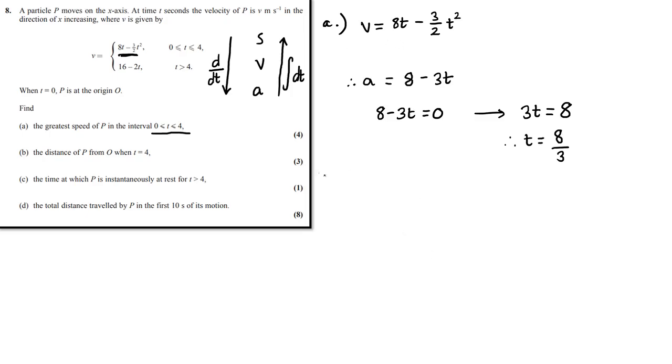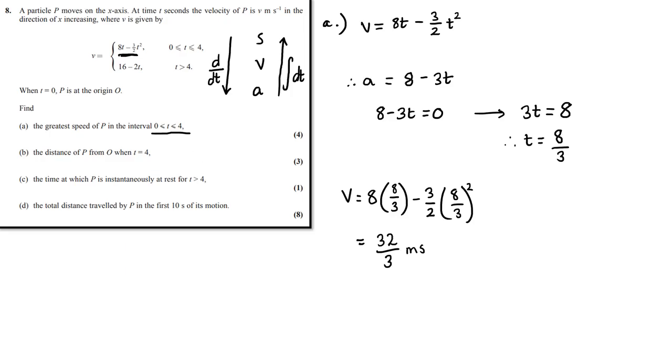Okay. So v, this is for the greatest speed, is equal to 8t minus 3 over 2 t squared. If t is 8 over 3, that's 8 lots of 8 over 3 minus 3 over 2 times 8 over 3 squared. Putting this into our calculator, what we get here is 32 over 3 meters per second. So that's our greatest speed of P in the interval from 0 to 4.